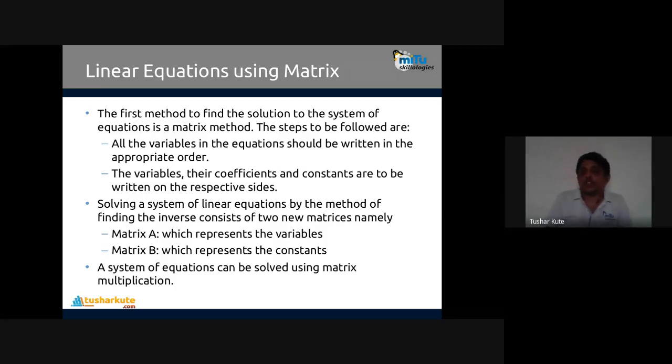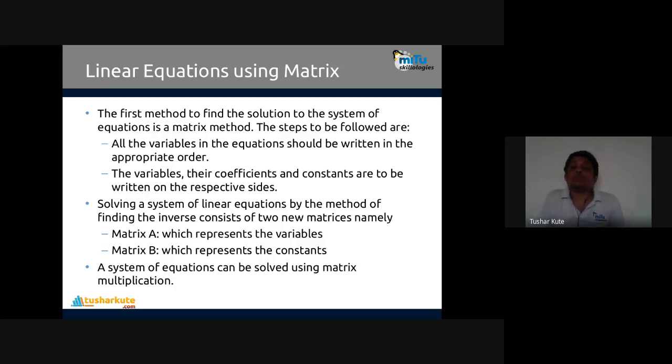The first method to find the solution to the system of equations is the matrix method. The steps to be followed are here. You can check it out. We will try it practically also. All the variables in the equation should be written in the appropriate order. Whatever variables we have, their coefficients and the constants are to be written on the respective sides. That's a second requirement.